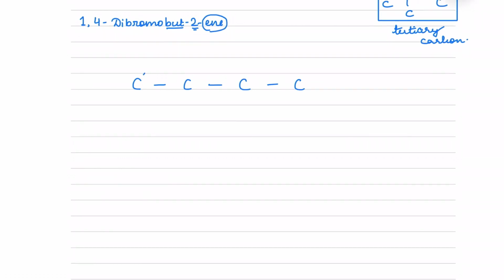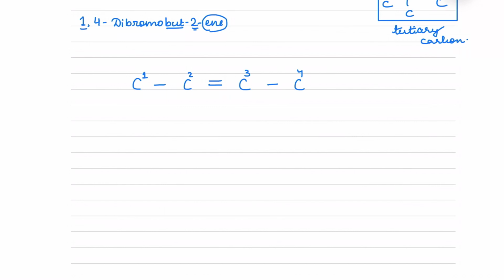The next question has asked us to draw the structure of 1,4-dibromobut-2-ene. First of all, we'll be drawing 4 carbon atoms because the root word is but. 1, 2, 3, 4. At second position, ene has been written. This means in the second position, there will be a double bond. Start assigning numbers. This is first, second, third, fourth. To the second carbon atom, a double bond will be attached.